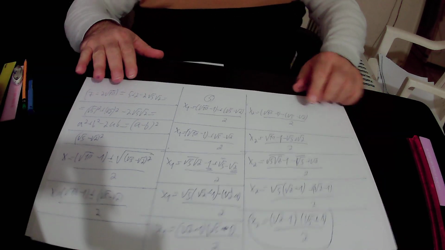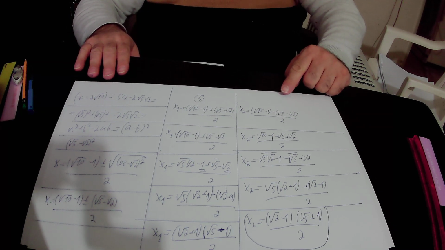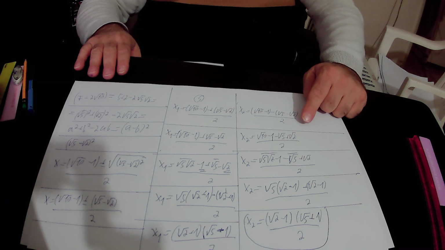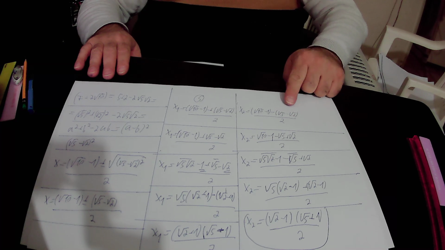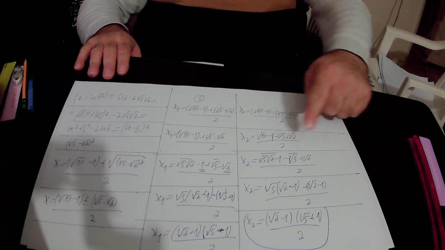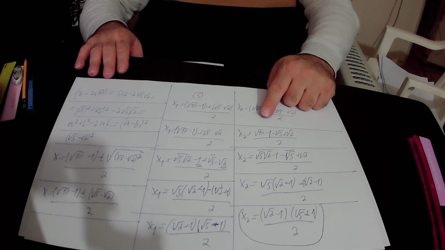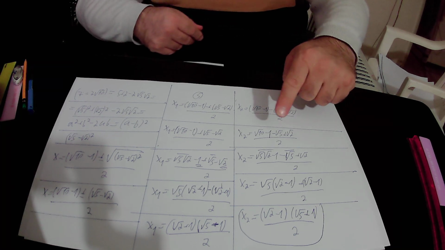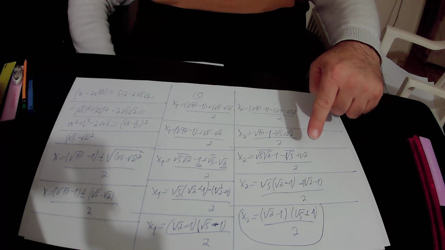Then we continued with x2. Here we have x, so we open the brackets here, and we got that x2 equals square root of 10 minus 1 minus square root of 5, and here we have minus and minus is plus, so it is plus square root of 2 over 2. Then we substituted square root of 10 by square root of 5 times square root of 2, and we got that x2 equals square root of 5 times square root of 2 minus 1 minus square root of 5 plus square root of 2 over 2.